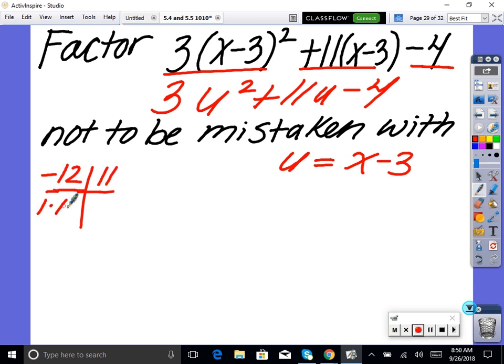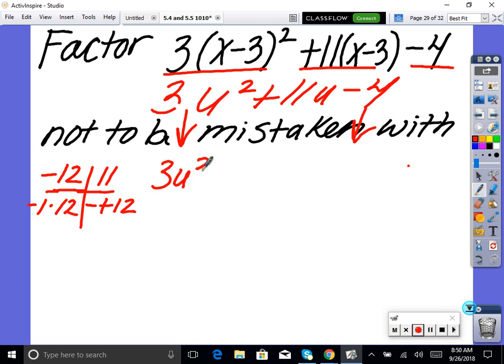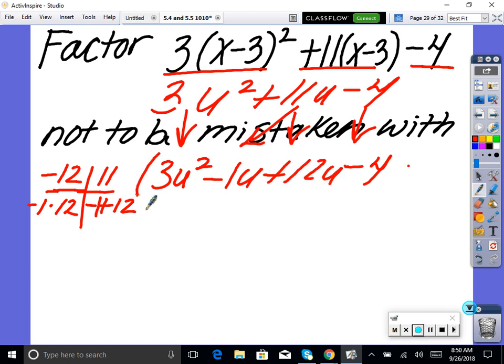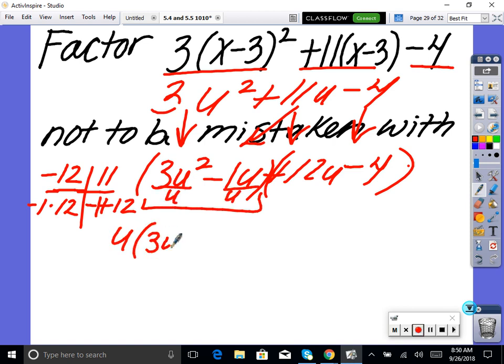1 times 12, it looks like negative 1 plus 12. We're going to long factor, so we drop and break. Drop, and break. So 3U squared minus 4. Break down the middle term as these two things. So that was minus 1U plus 12U's, factoring by grouping, pulling out a U. So divide by U, divide by U. Left is 3U minus 1.